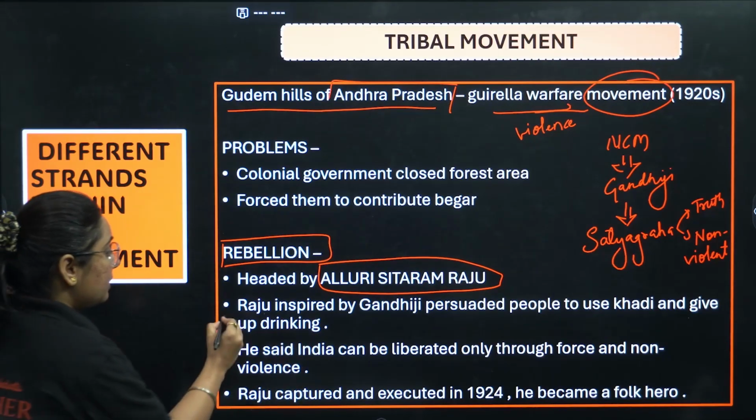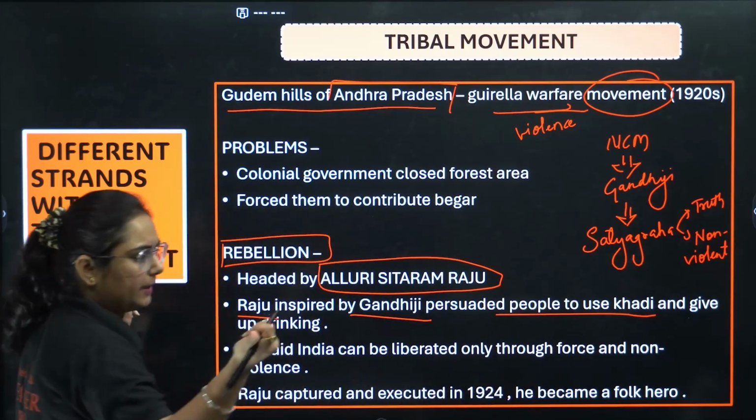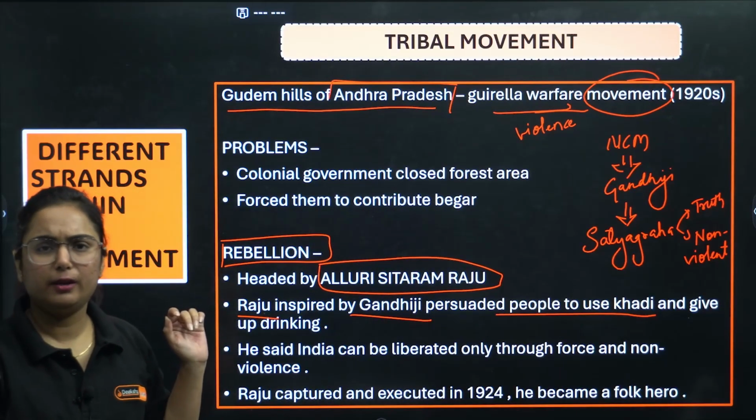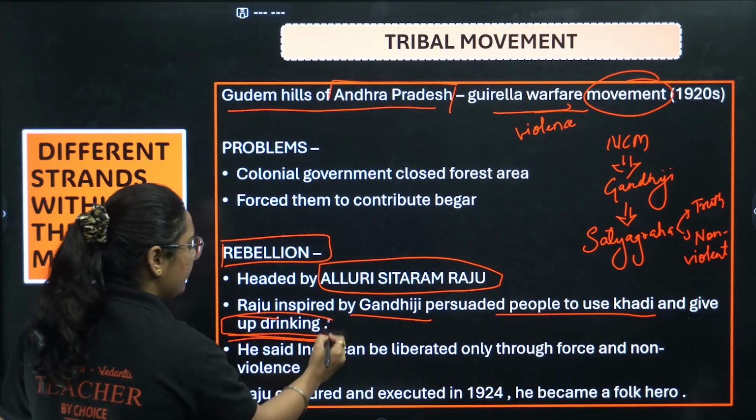Raju, inspired by Gandhiji, persuaded the people to use khadi. He said that we should leave foreign clothes, we should leave liquor, we should give up drinking.